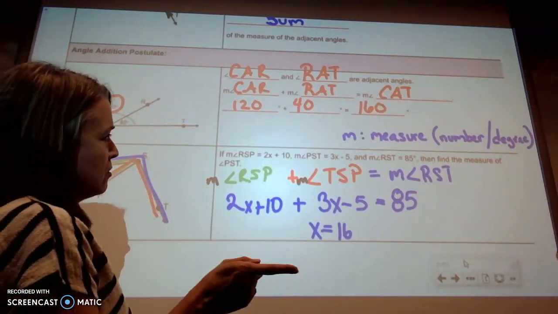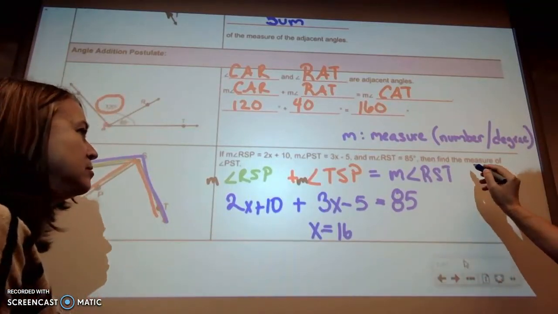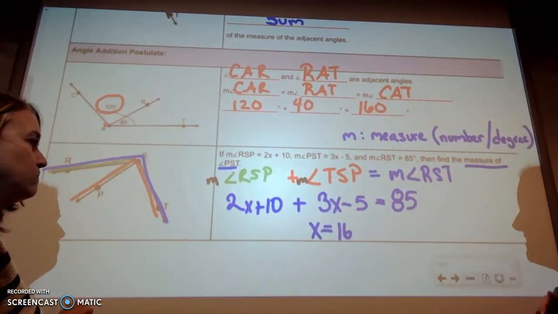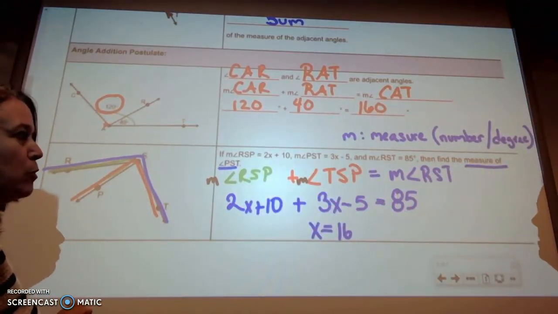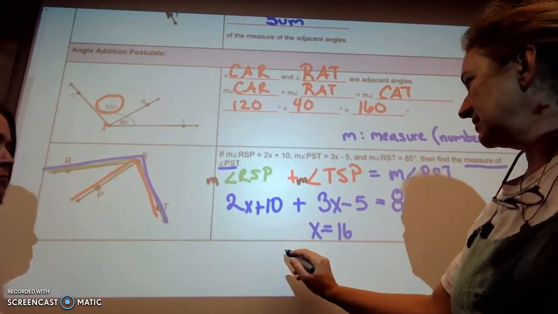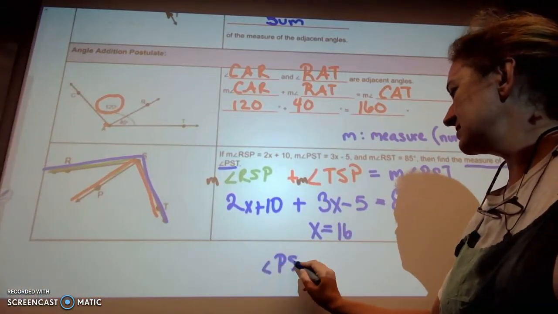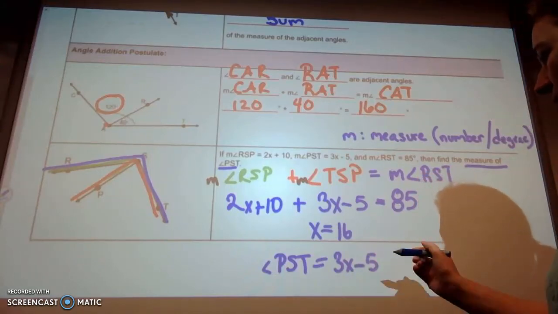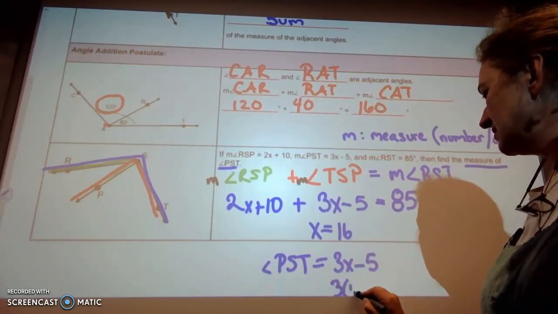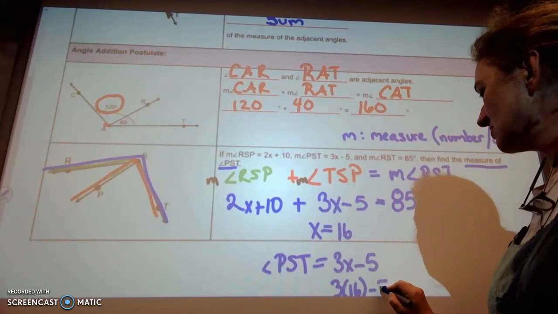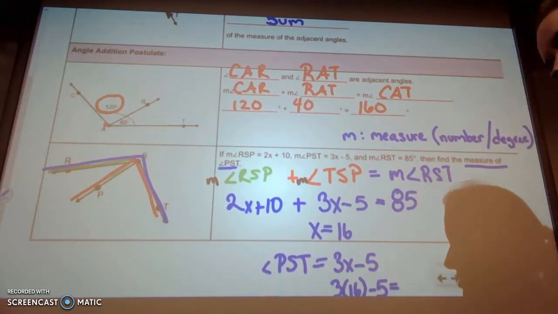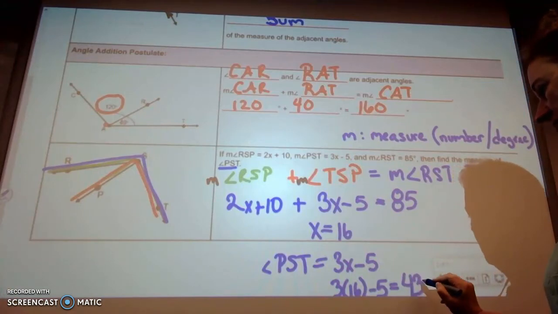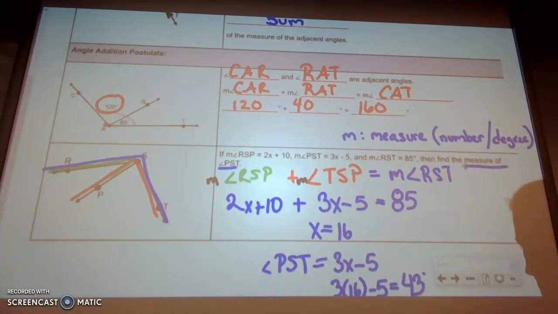But is that what they asked for? It says, find the measure of PST. We found x, so we didn't answer the question yet, Ms. Cintron. So I'm going to go to PST. Angle PST is equal to 3x minus 5. So I'm going to substitute that 16 in. I can do this in Desmos so I don't make a mistake. What did Desmos tell us? 43. That is the answer.